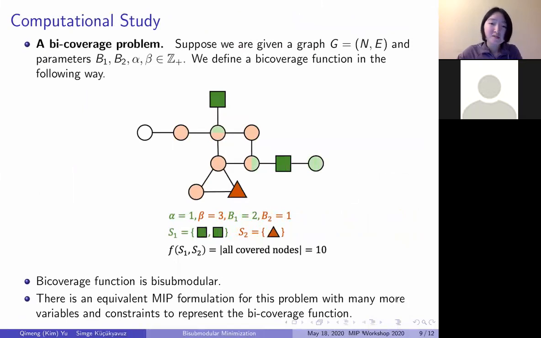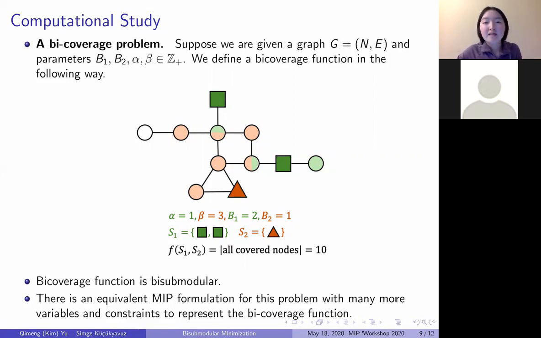To test the performance of our algorithm, we experimented with the problem that we call the bicoverage problem. Suppose we are given a graph G and parameters B1, B2, alpha, and beta. The goal is to find a pair of disjoint subsets of N, S1 and S2, such that their cardinalities are bounded by B1 and B2, and a bicoverage function is minimized. We use this figure to explain what this bicoverage function is.